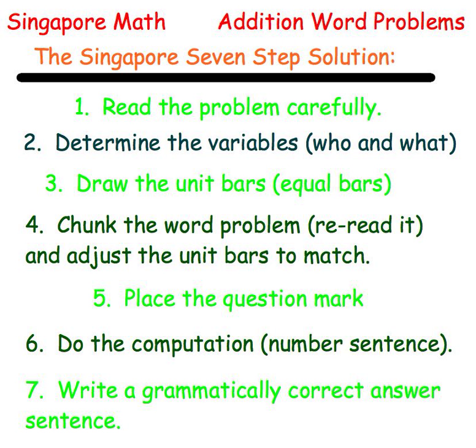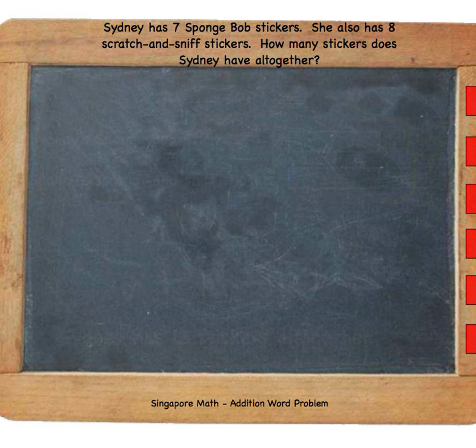Let's take a look at this in action. Here we've got a word problem. Sydney has 7 SpongeBob stickers. She also has 8 Scratch and Sniff stickers. How many stickers does Sydney have altogether? We've done the first step and read the problem. Now we've got to figure out the who and the what.